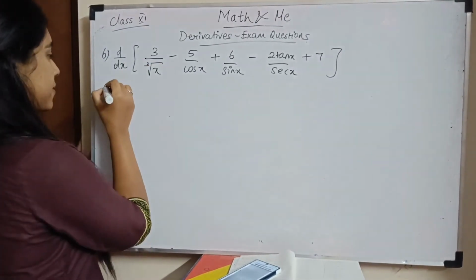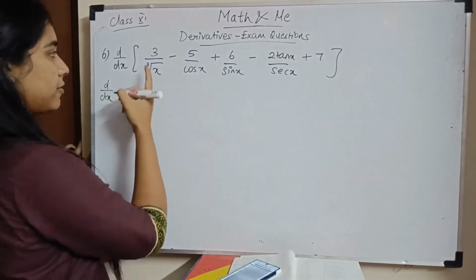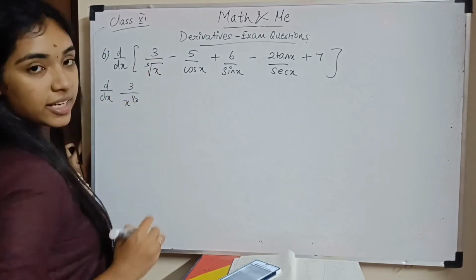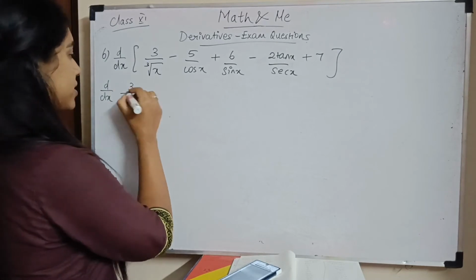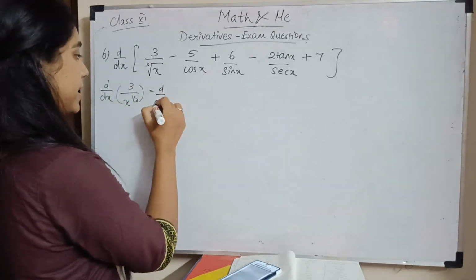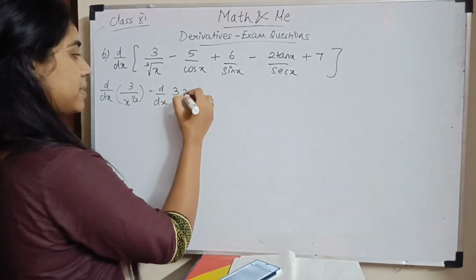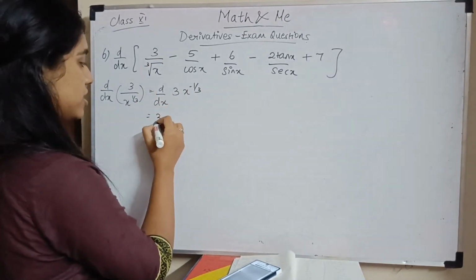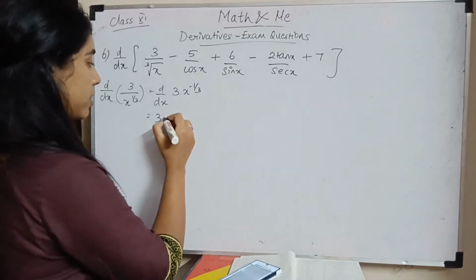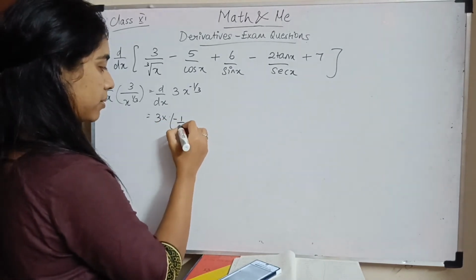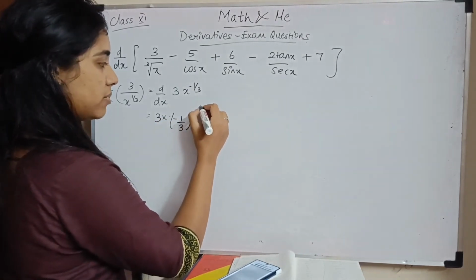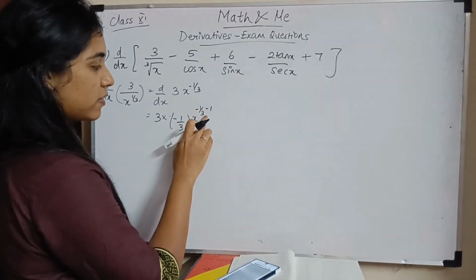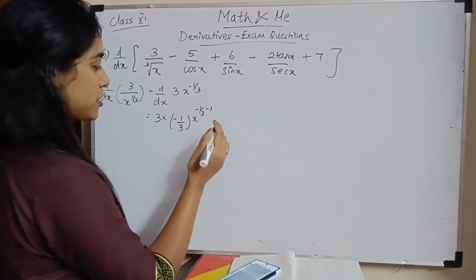We'll take the first term. So, d by dx of 3 divided by x to the 1 by 3, that is the cube root of x. So now, if this comes up, what will it become? d by dx of 3 times x to the minus 1 by 3. So 3 is taken outside. X to the minus 1 by 3, what will it become? The power will come down: x to the minus 1 by 3 minus 1. Minus 1 by 3 minus 1, what is that? Taking LCM 3, minus 1 minus 3, minus 4 by 3.